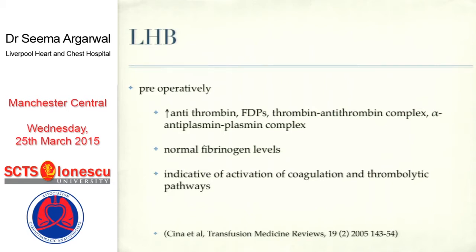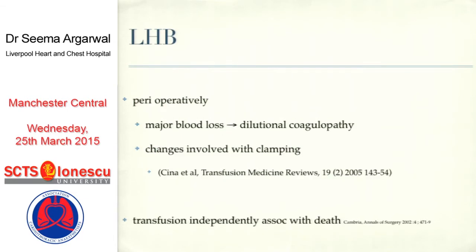At this point, however, they have a normal fibrinogen level, which makes you think it's a very low-grade thing that's being compensated for very well by the body. Perioperatively, clearly, they have a major blood loss, and they get a dilutional coagulopathy. There are also changes to do with the clamping of the descending thoracic aorta, which I'll come on to in a second. And it's well known that all these things will increase transfusion.